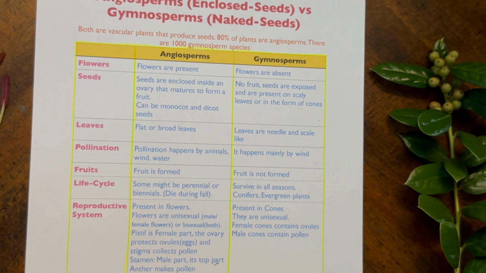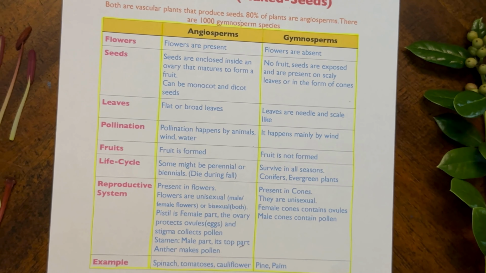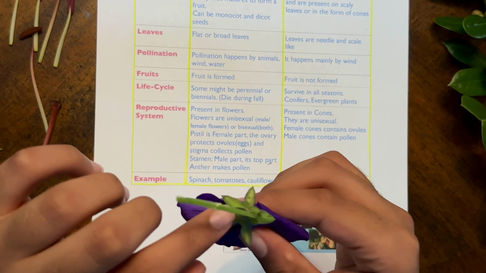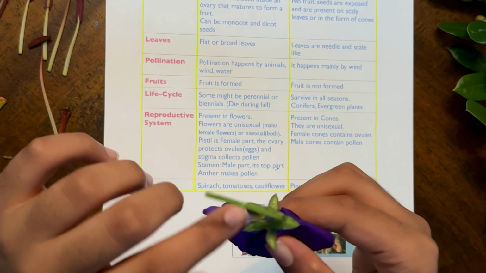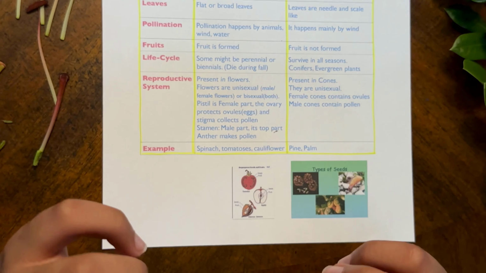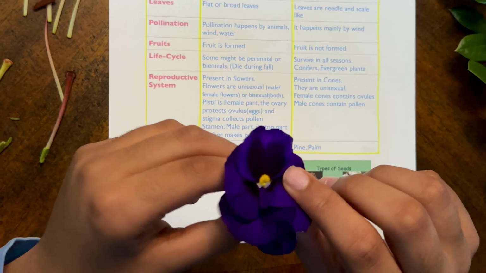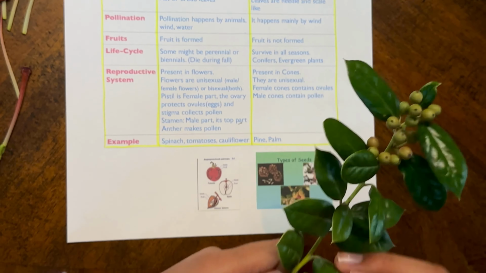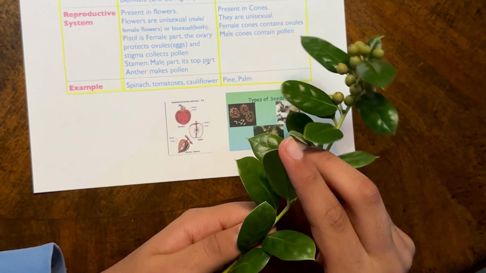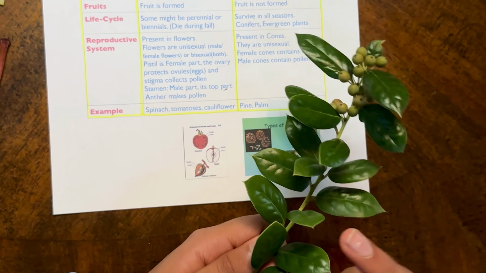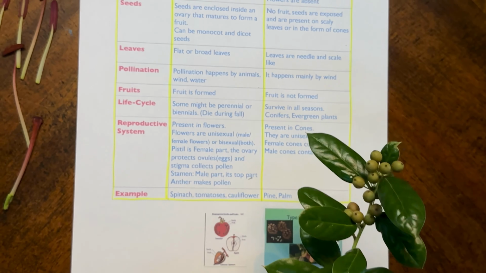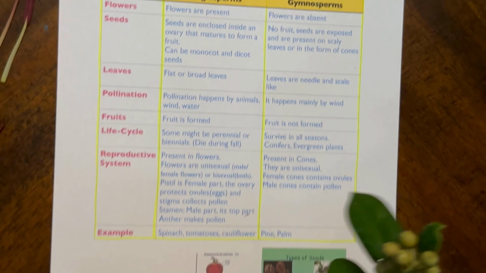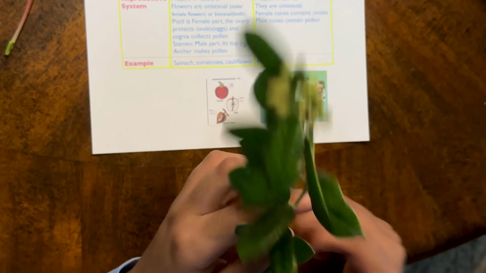Next, let's look at leaves. For angiosperms, the leaves are broad and flat. But when we compare them to gymnosperms, the leaves are needle-like. What I mean by needle-like is that they have pointy tips, which protect against animals that want to eat the seeds early. For example, pine cones or these types of leaves over here are very sharp.